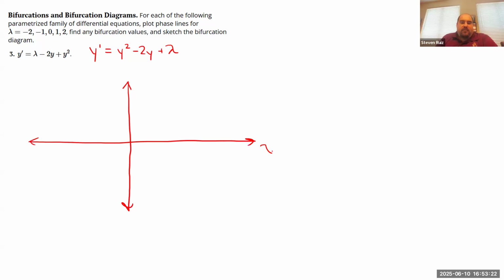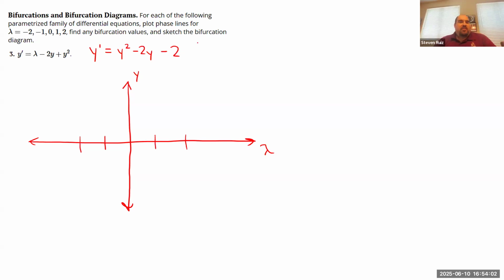So parameter generally goes on the horizontal axis. Dependent variable typically goes on the vertical axis. So -1, let's go a little wider. -1, -2, +1, +2. All right, let's just go from left to right. So when this equation looks like this, y squared minus 2y minus 2.